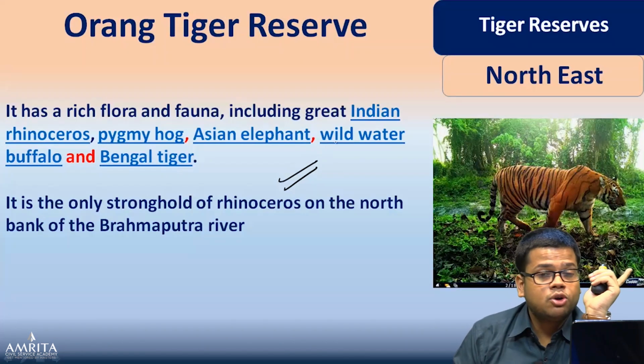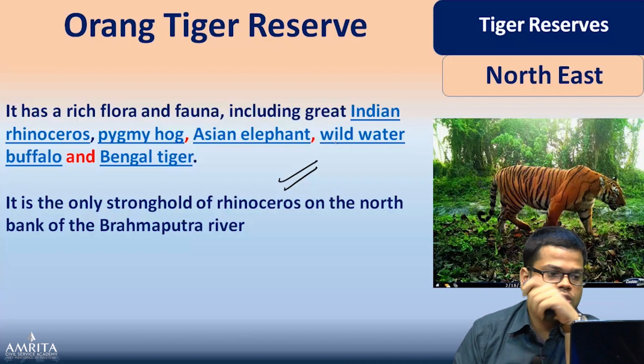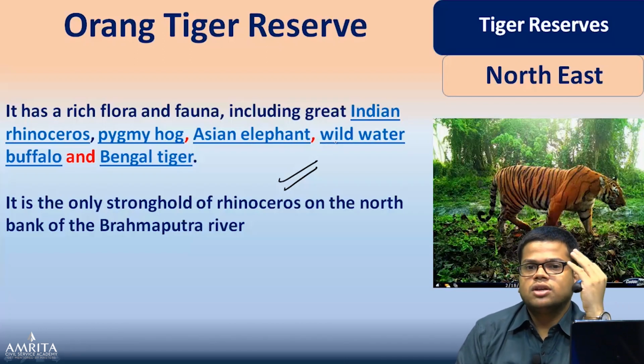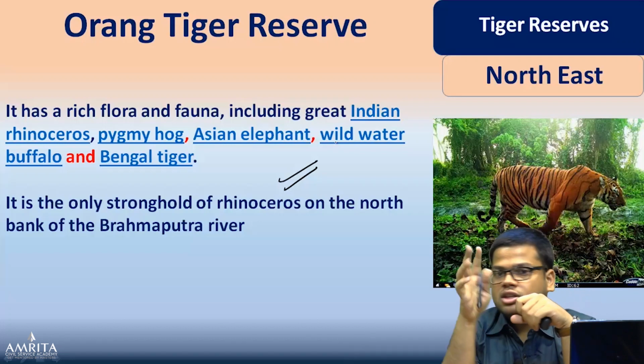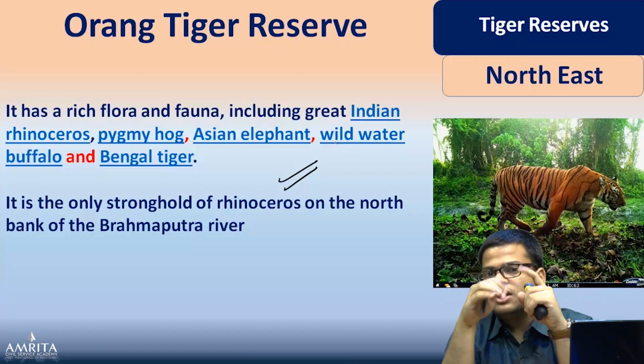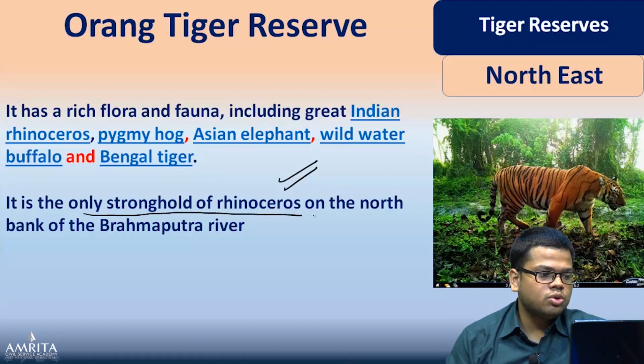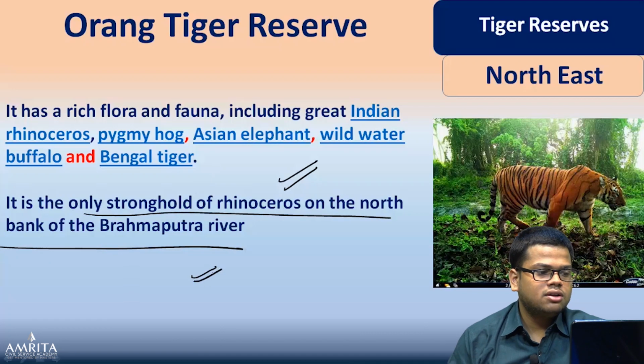Pygmy hog, we have already done in Manas also. So here it is also pygmy hog. Pygmy hog is also there, but in Manas they are found more. Why am I saying pygmy hog? Because of the three categories I told you, the second category, the critically endangered part is there. It is the only stronghold of rhinos on the north bank of the Brahmaputra river.